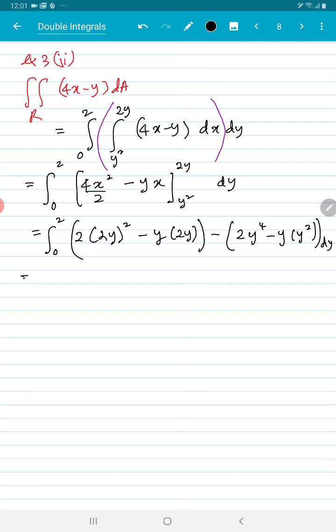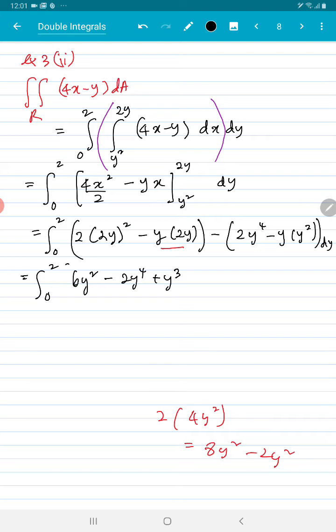Now simplifying this. That would give you 2 times 4y squared, which is 8y squared. And here we have 2y minus 2y squared, so that would be 6y squared. And here we have minus 2y to the power 4 plus y cubed. Now we want to integrate this with respect to y.